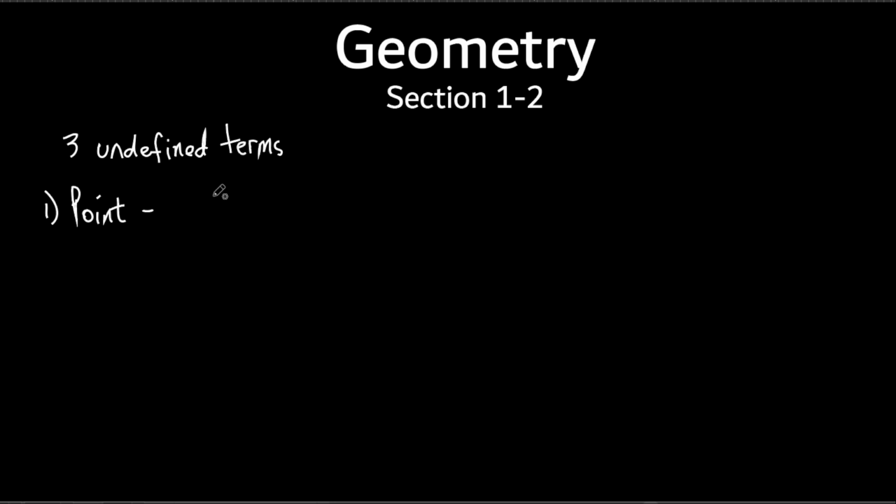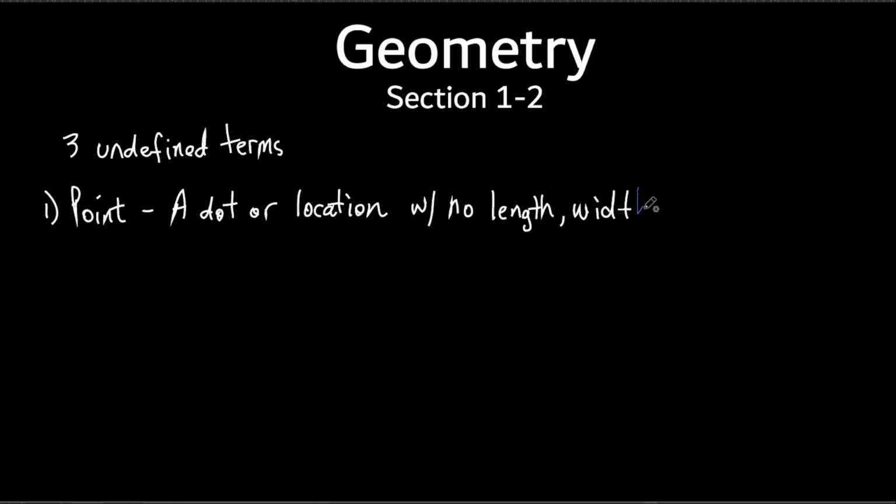And you're probably thinking, well, isn't that what a definition is? Well, kind of. Anyway, let's write this down. So it's a dot or a location with no length. Now this part right here is important. With no width. Sometimes I write a W and a little slash, that means width. With no length, no width, and no thickness.